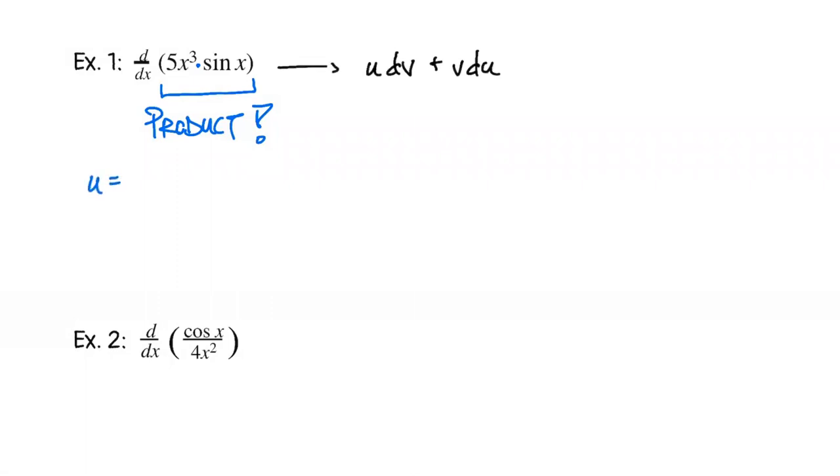So we're going to let u equal 5x cubed, and we're going to let v equal sine x. All right. So take a moment. Think about what du is. Think about what dv is. All right, and let's see what we have for du and dv. Du, it's 15x squared. dv, it's cosine x. Good, 15x squared, and the derivative of sine is going to give us cosine x, okay?